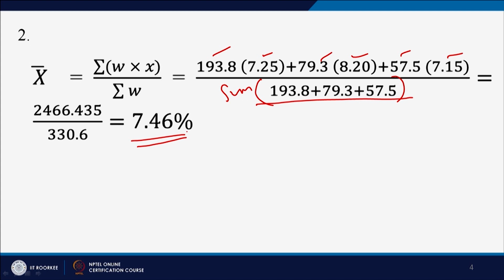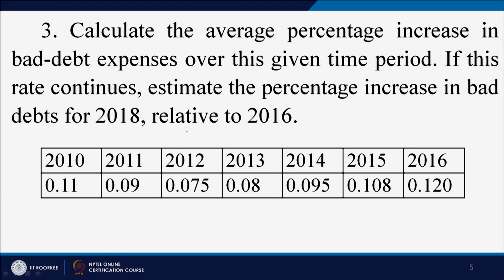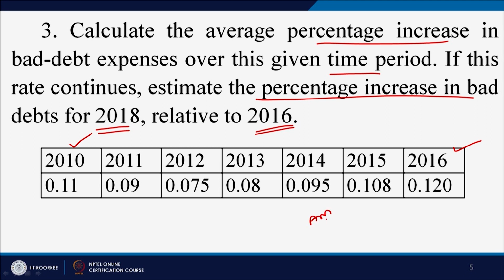So, this was again a very simple question. The third one is: calculate the average percentage increase in the bad debt expenses over the given time period. The time period is from 2010 to 2016. If this rate continues, estimate the percentage increase in bad debt for 2018 relative to 2016. So, this is the question. Which mean should we apply here: arithmetic mean, weighted average mean or geometric mean? It would be a case of geometric mean.